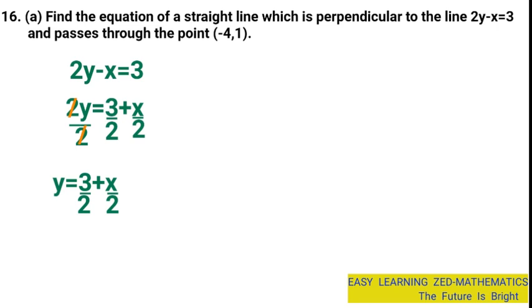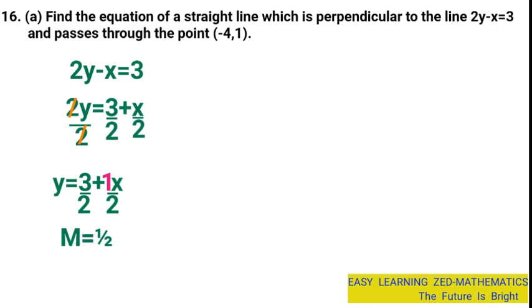Now I'm going to get the coefficient of x, because I want to come up with the gradient of that equation, 2y minus x is equal to 3. The coefficient of x is 1 there, so I'm going to put 1, and that is the gradient. 1 over 2 is the gradient of that equation. So 1 over 2.